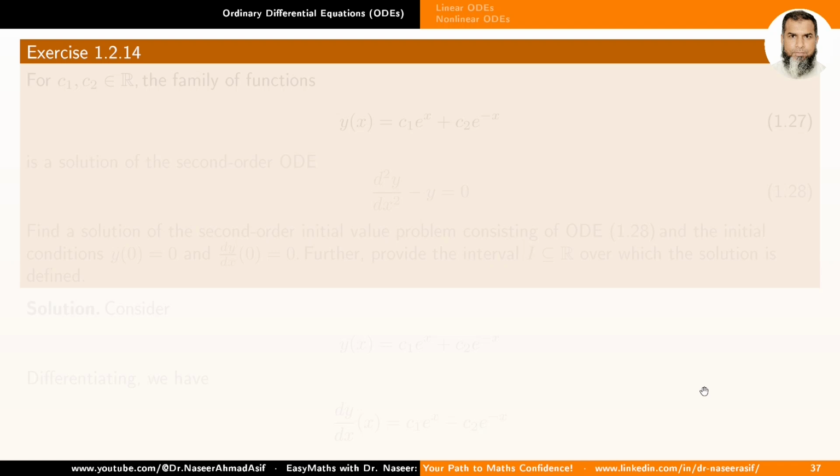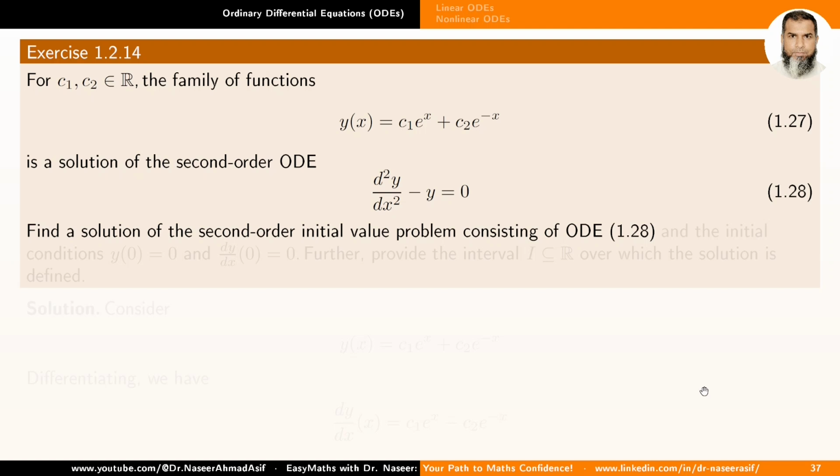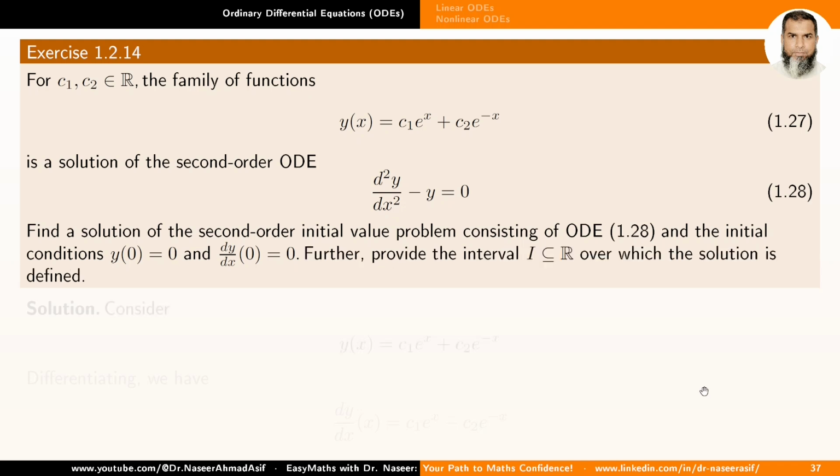Well, see another exercise. For c1, c2 belong to R, the family of functions y of x equal to c1 exponential x plus c2 exponential of minus x is the solution of ODE d2y by dx squared minus y is equal to 0. Find a solution of the second order initial value problem consisting of ODE 1.28 and the initial conditions y of 0 is equal to 0 and dy by dx of 0 is equal to 0. Further, provide the interval I subset of R for which the solution is defined.